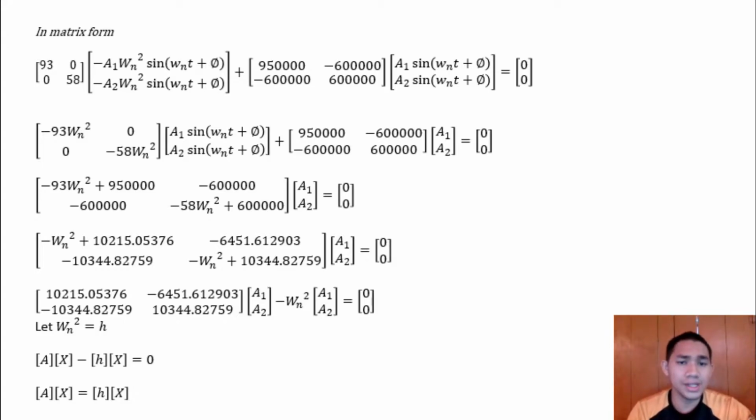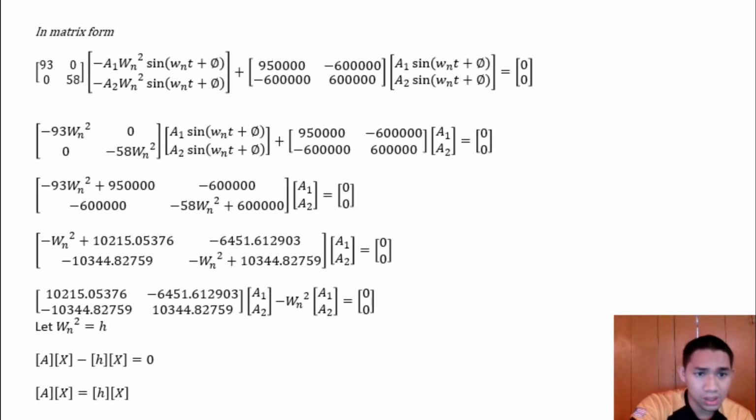The last two are the matrices of the stiffness coefficient. As you can see, 950,000 is the value of k1 plus k2, which is K sorbothane plus K neoprene, and negative 600,000 is the value of sorbothane. The last one is assuming x is equal to a1 sin wnt plus psi and a2 sin wnt plus psi. From there, we get the value.